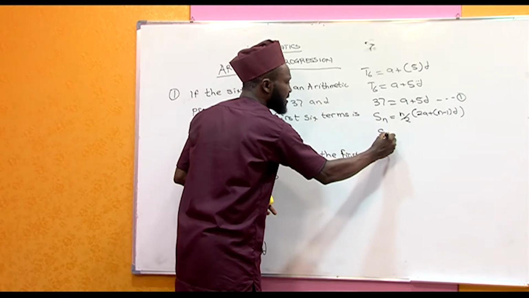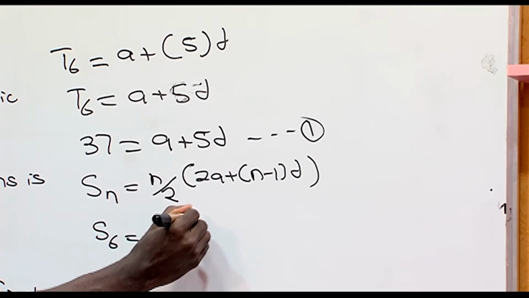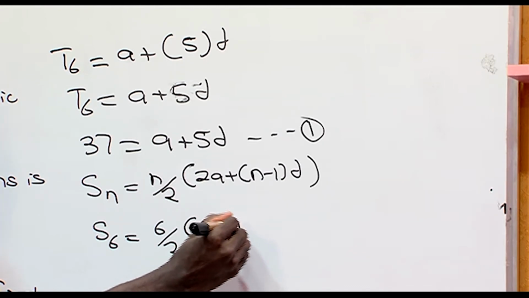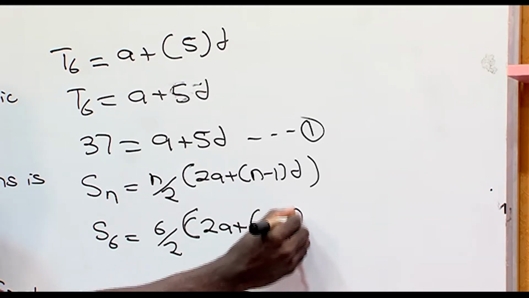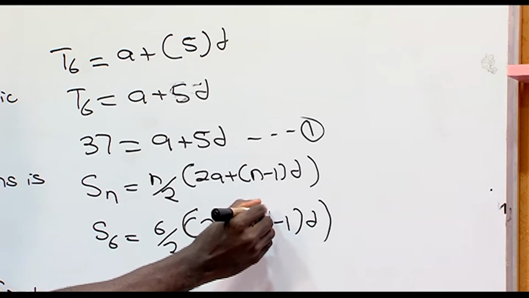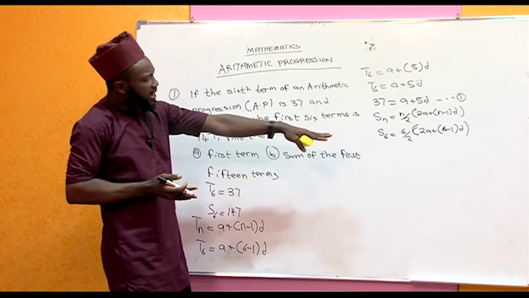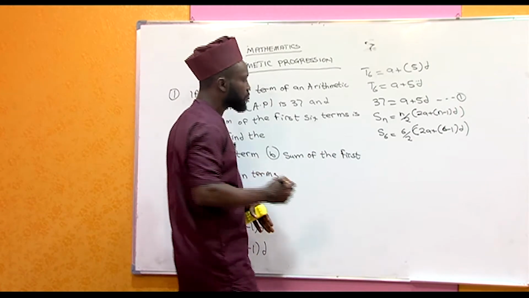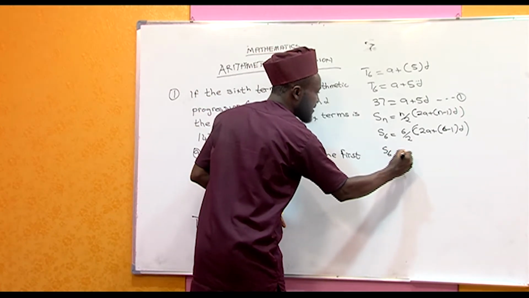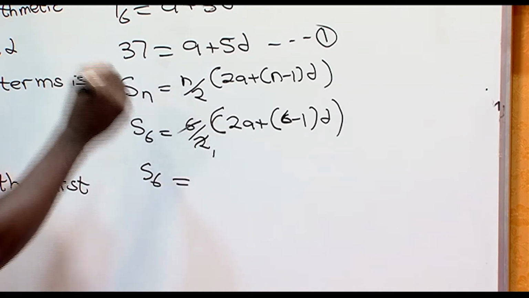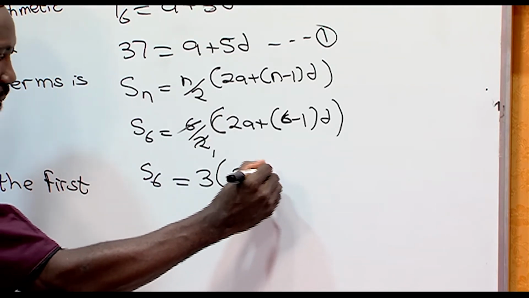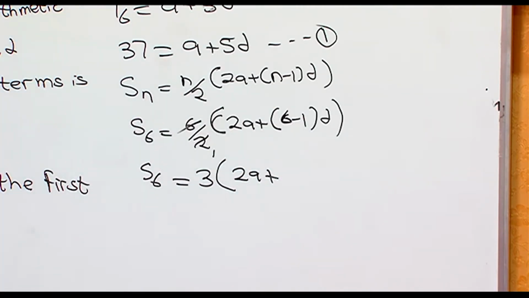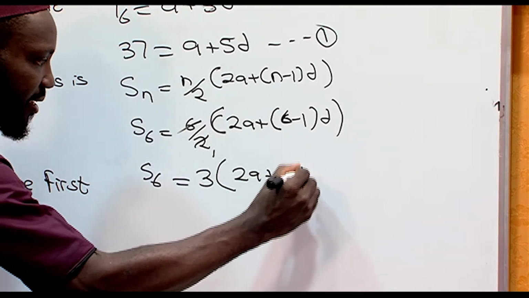So we have S6 = 6/2 (2a + (6 − 1)d). Then, at the end, if I need to simplify this equation, we have S6 = 2 divided by 6 is going to give me 3, open the bracket, 2a plus 6 minus 1 is going to give me 5, multiplied by d, that is my common difference, is going to give me 5d. Then close the bracket.